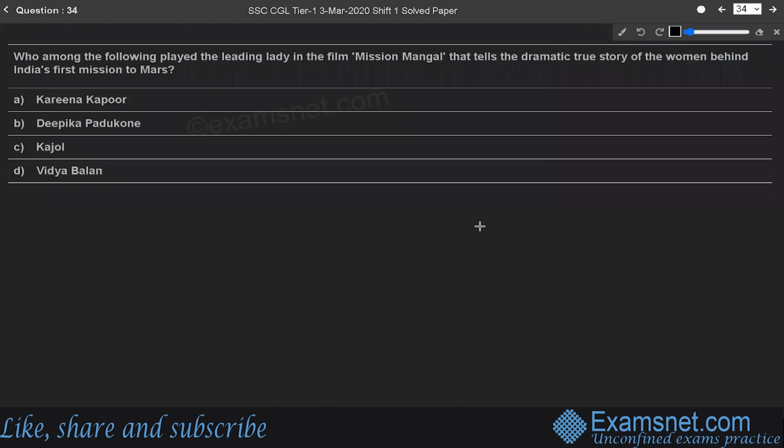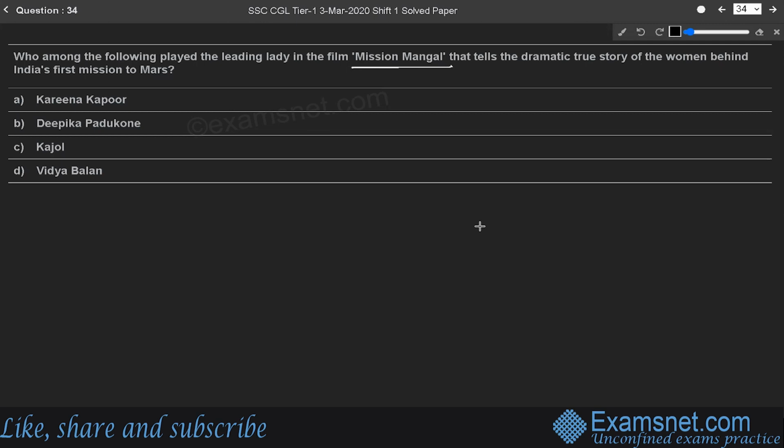Next question is, who among the following played the leading lady in the film Mission Mangal that tells the dramatic true story of the women behind the India's first mission to Mars? The options are Kareena Kapoor, Deepika Padukone, Kajol, or Vidya Balan. So the film is Mission Mangal. I hope you have seen the film. It was a very inspirational movie and it was a hit movie. The answer is very obvious for this question, which is Vidya Balan.